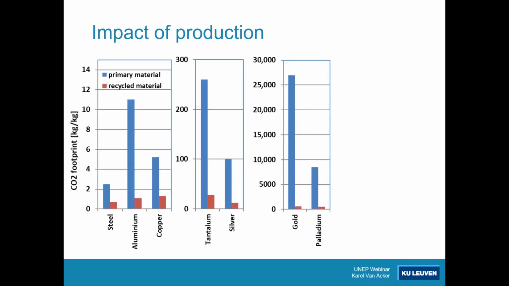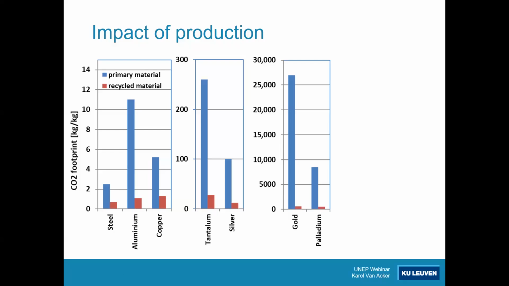In general, metals have a very large carbon footprint, and especially the metals that are precious and are needed for making electronics, such as tantalum, silver, gold, and so on. So the blue bars give the CO2 footprint per kilogram of these materials. And the red bar gives the footprint of recycling those materials. So you immediately see, we will come back to this afterwards, that recycling is very much beneficial for these materials in terms of CO2 footprint.